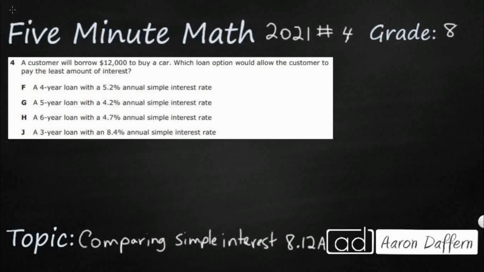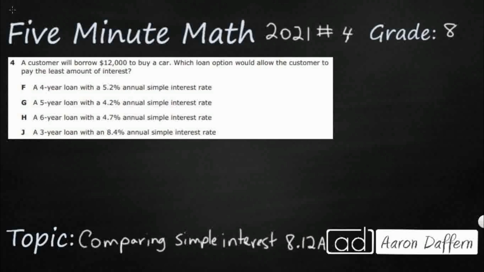Today we are looking at the 8th grade concept of comparing simple interest. This is standard 8.12a in the great state of Texas, and we are using item number 4 of the 2021 released STAAR test. If you have not done so already, please go ahead and take a moment to pause the video, work this problem out on your own, unpause it, and we will look at our answers together.